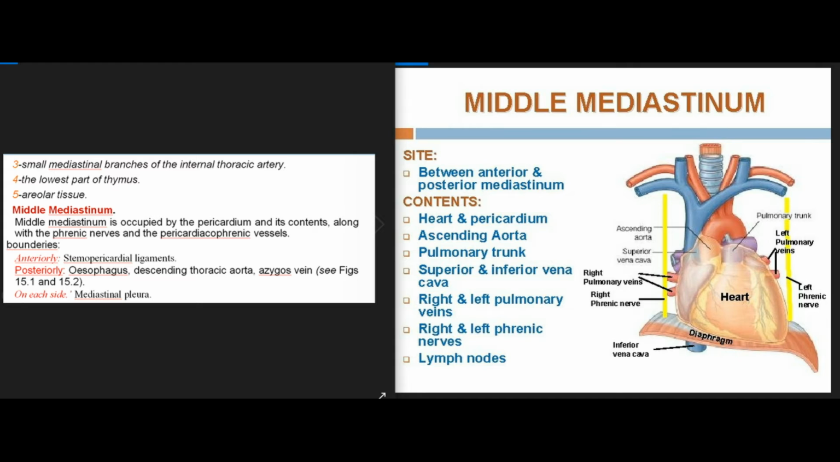5. Areolar tissue. Middle mediastinum. The middle mediastinum is occupied by the pericardium and its contents, along with the phrenic nerves and the pericardiacophrenic vessels. Boundaries: anteriorly, sternopericardial ligaments. Posteriorly, esophagus, descending thoracic aorta, azygos vein, see Figs 15.1 and 15.2. On each side, mediastinal pleura.